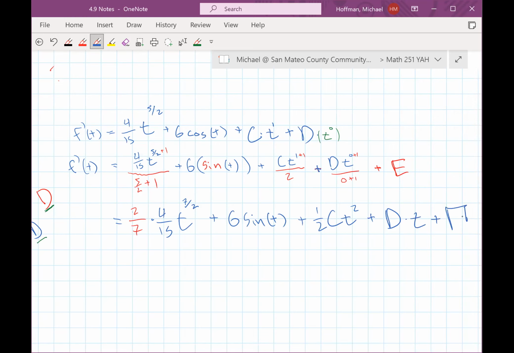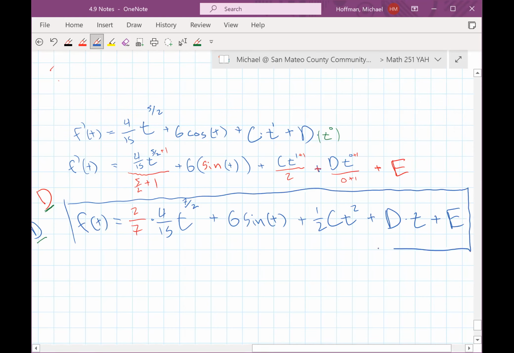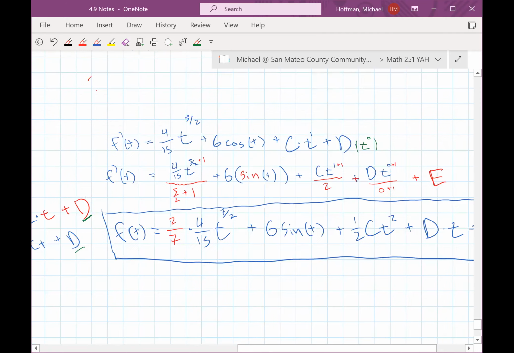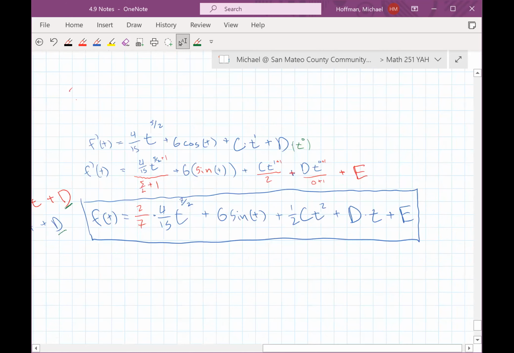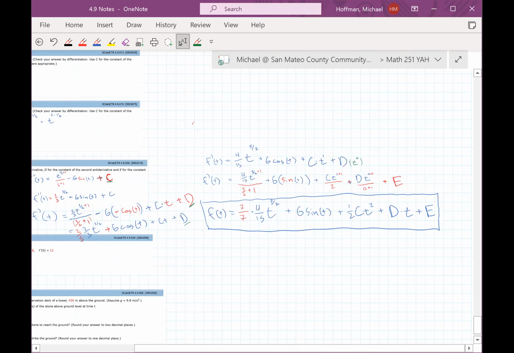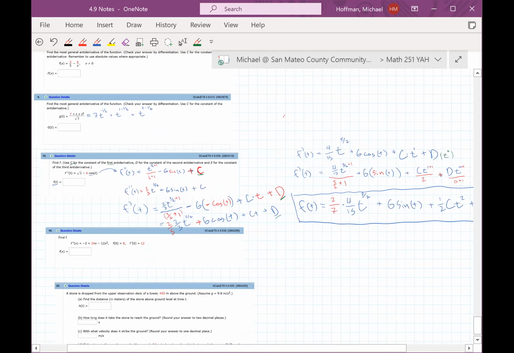My god. That is the most general antiderivative. It is the third most general antiderivative of that triple prime thing we had. Ask me a question. This is what we did. We started with that.